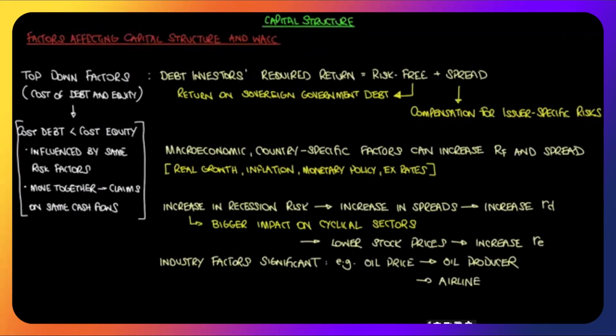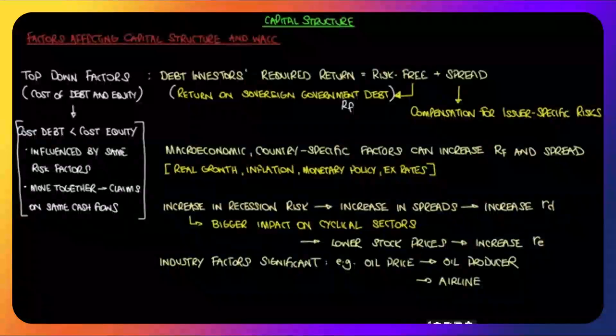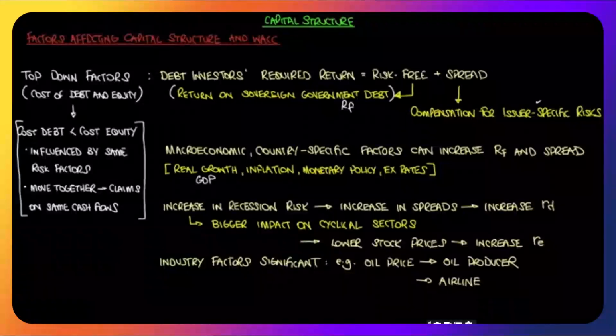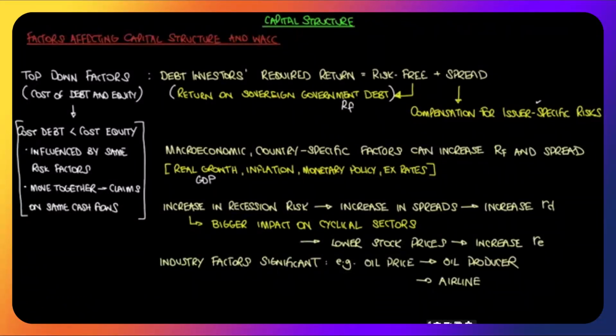How do we get the debt investors' required return? They will demand, at least as a bare minimum, the risk-free rate. We'll usually calculate that as the return they could get on sovereign government debt, assuming that government debt is risk-free, plus a spread to compensate for the issuer-specific risk. Now, when we talk top-down factors, we're talking macroeconomic, country-specific factors that can increase both the risk-free rate and the spread. Things like the real growth rate. So what's happening to GDP growth in that country? Inflation, monetary policy, exchange rates, and so on.